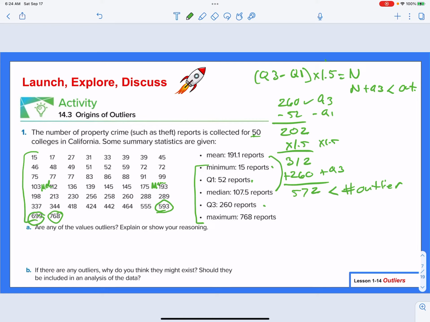So there are 3. If there are outliers, why do you think they might exist? Well, why might you have a lot more crime or theft in some colleges than others? Probably depends on the school size you go to.